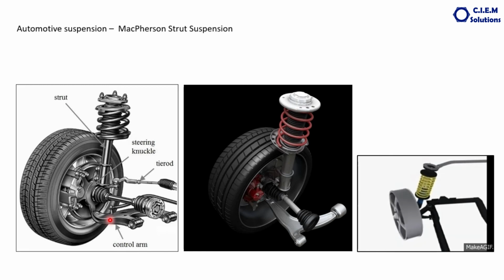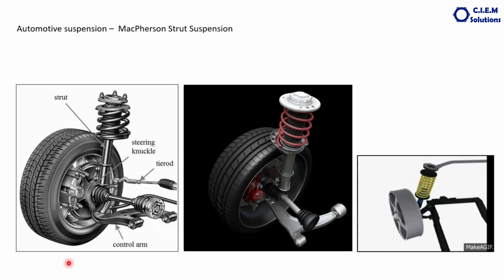Then the other part is a rod like this. It is called the anti-roll bar, and somebody calls it by a different name. This anti-roll bar connects both the control arms, the left side wheel control arm and the right side wheel control arm. And it also has some kind of joints here. These three are the main components.